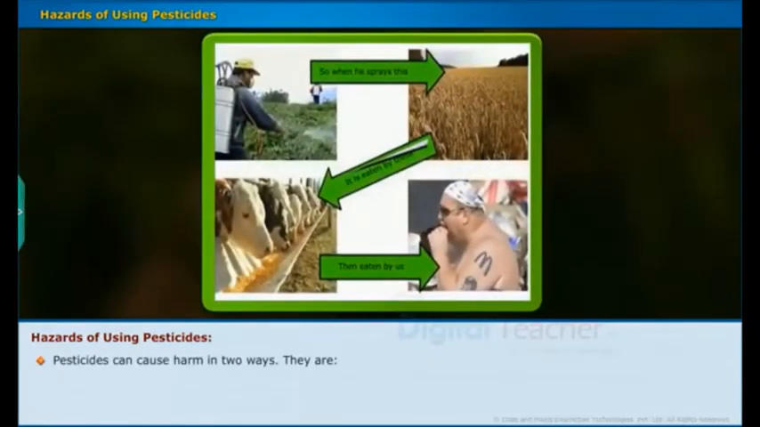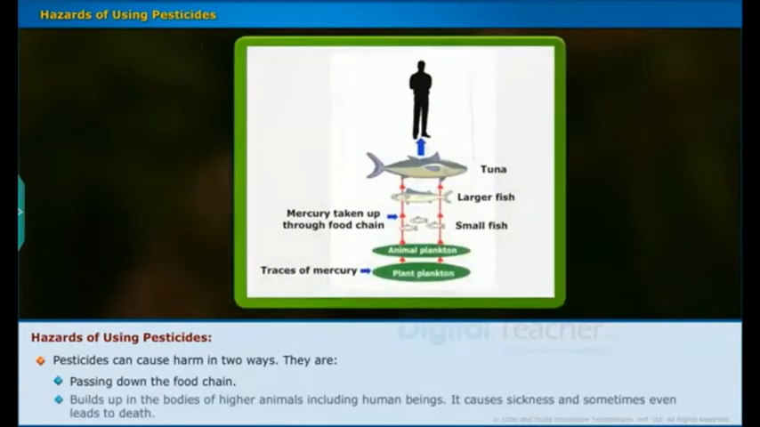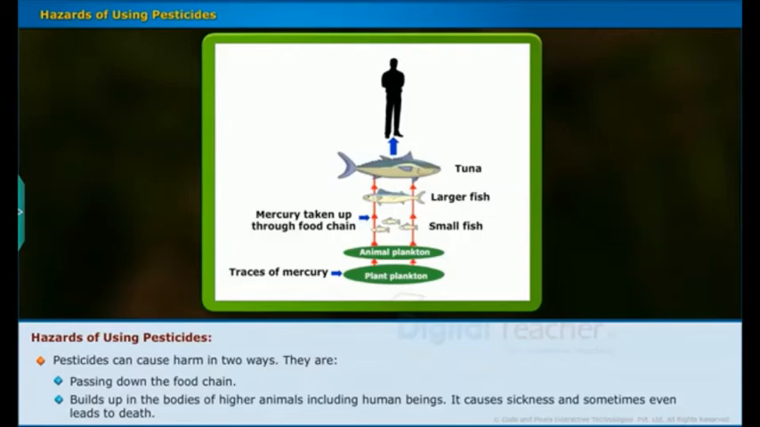Pesticides can cause harm in two ways. They pass down the food chain and build up in the bodies of higher animals, including human beings. It causes sickness and sometimes even leads to death.